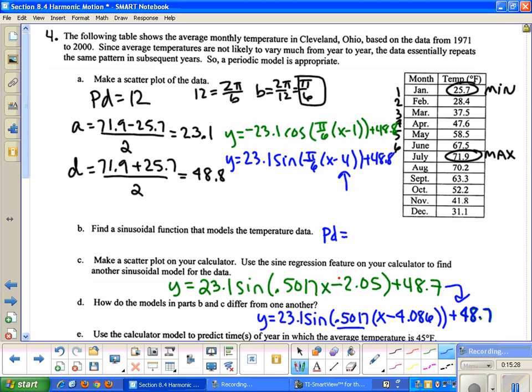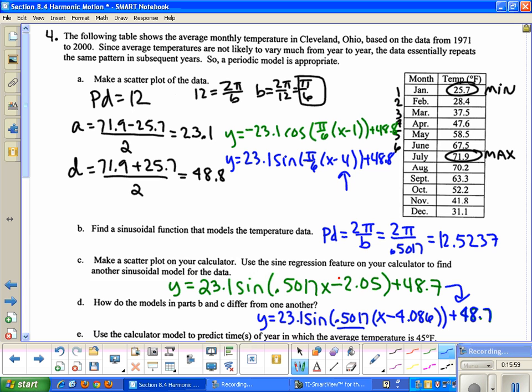I want to take that b value. Remember that when we want to find the period of our equation, it's 2 pi divided by your b value. So if I do 2 pi divided by 0.5017 in my calculator, I end up with a period of 12.5237. So I'm sure I have a little bit of rounding error with that.